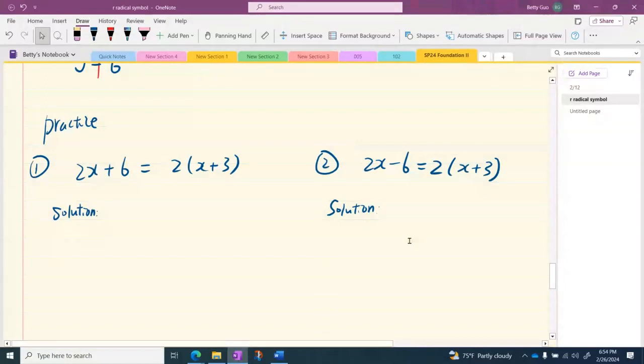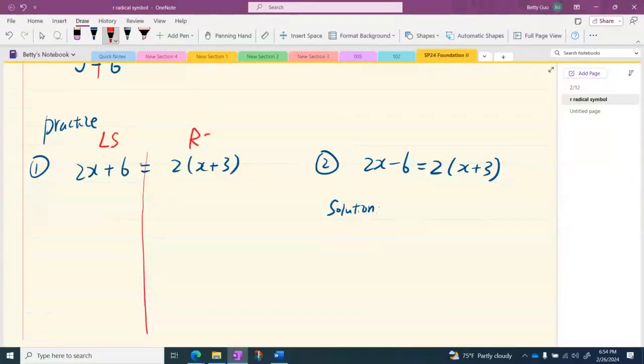Okay, guys, let's look at these two questions. They are different. You will see it feels different. This is my tradition: draw a line to separate the left side and the right side. The left side has two terms, 2x plus 6. The right side is a group. The coefficient of the group is 2. So let's distribute and get rid of the parentheses. Twice the group is the same as twice the first member and twice the second member. Twice x plus 3: 2 times x is 2x, 2 times 3 is 6.